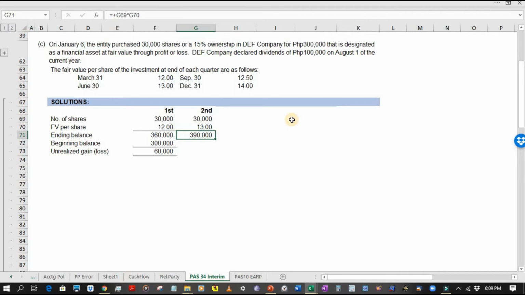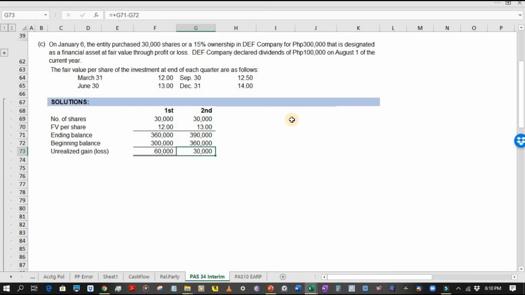Then, to get the fluctuation in the second quarter, the 390,000 will be compared with the 360,000 pesos ending balance as of the end of the first quarter, which is the beginning balance for the second quarter, to determine the fluctuation from March 31 to June 30. So 390 less 360, we have an increase of 30,000 pesos, which is again an unrealized gain. And this will be presented in the income statement for the second quarter.